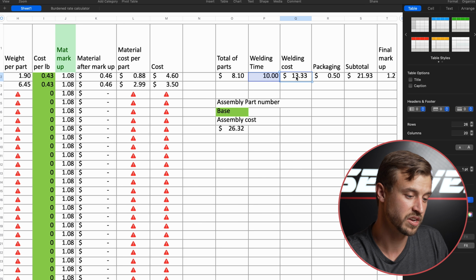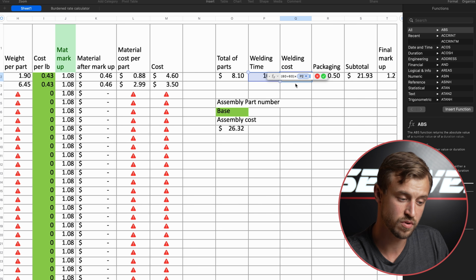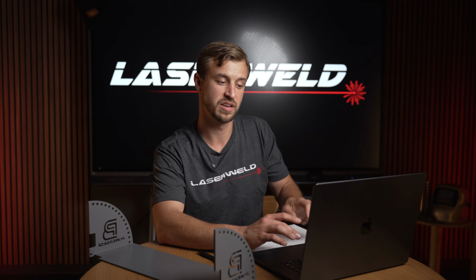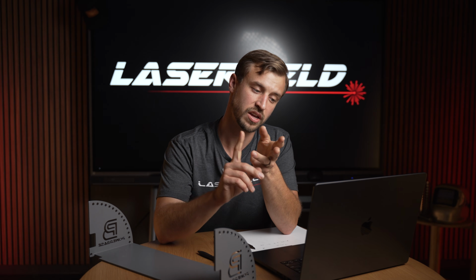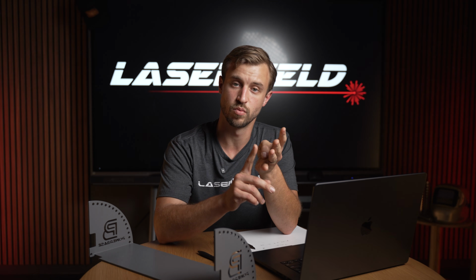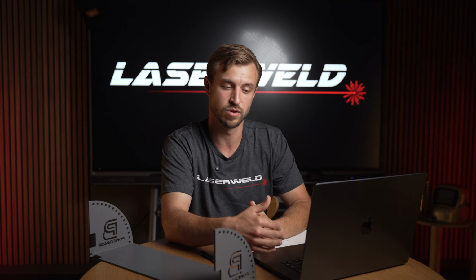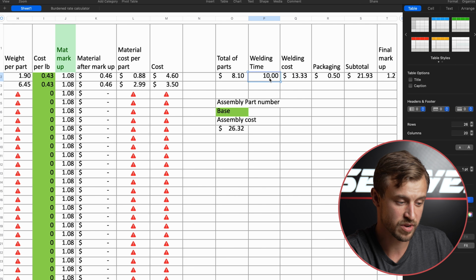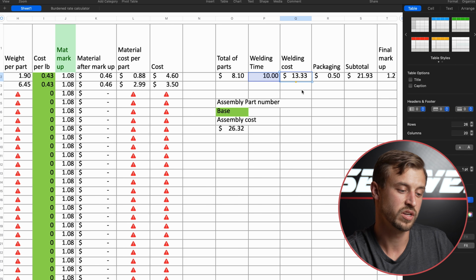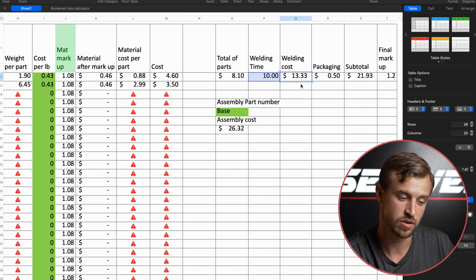The welding cost on here, just for this example, I have it at $80 an hour. But again, that's your machine, wire, gas, and your actual welder. You have to do that calculation for your shop, for your area. So we got 10 minutes in welding. Welding cost comes out to $13.33.